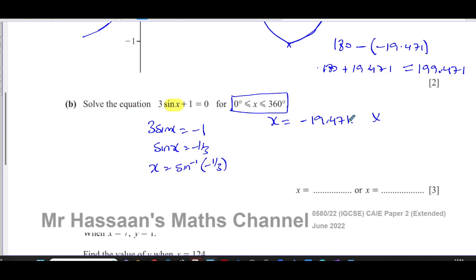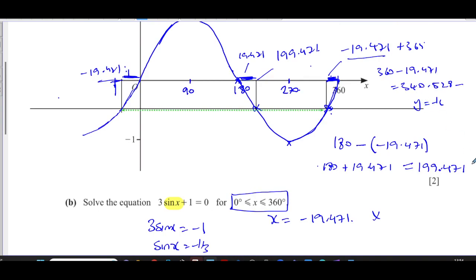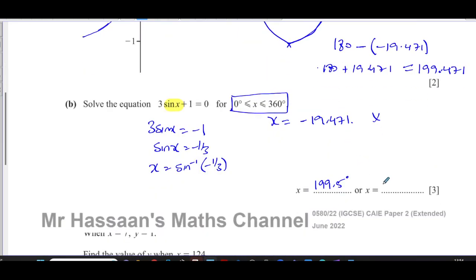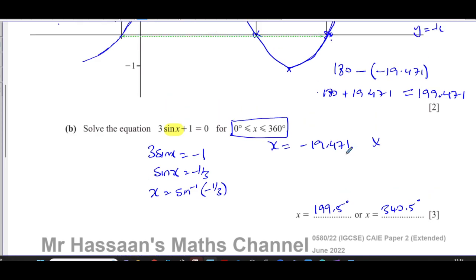So we don't write this answer down, even though it was a principal solution, because it's not in our range. We write down the answer as 199.5 degrees and the other answer as 340.5 degrees. And those are our solutions. Those are the solutions to this question.